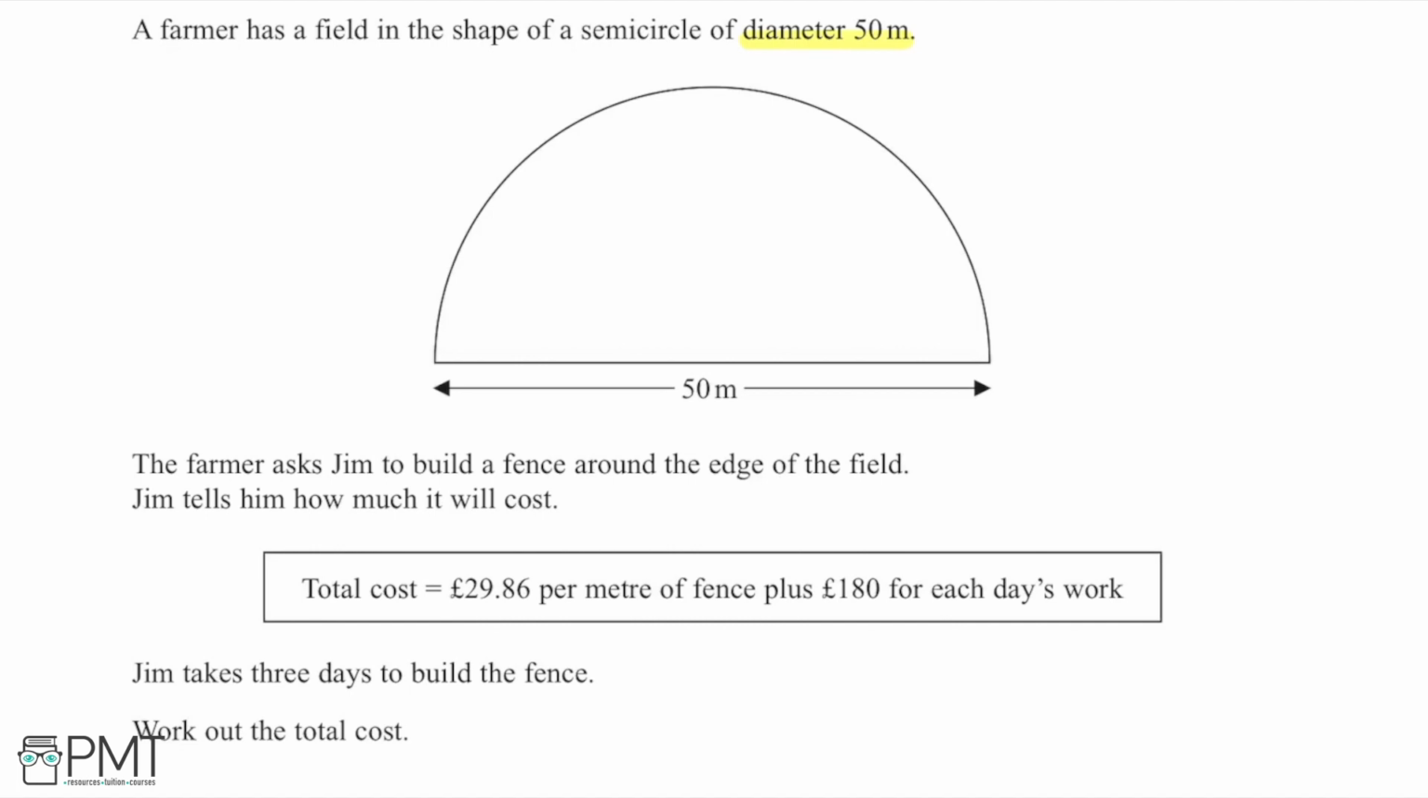So the total cost is going to be £29.86 per metre of fence, but then we need to add on £180 for each day's work. And we're told that Jim takes 3 days total to build this fence, and we're asked to work out the total cost here. Now it's going to be very important we remember to add on this £180 for each day at the end of this question, and make sure we don't forget that important part of this question here.